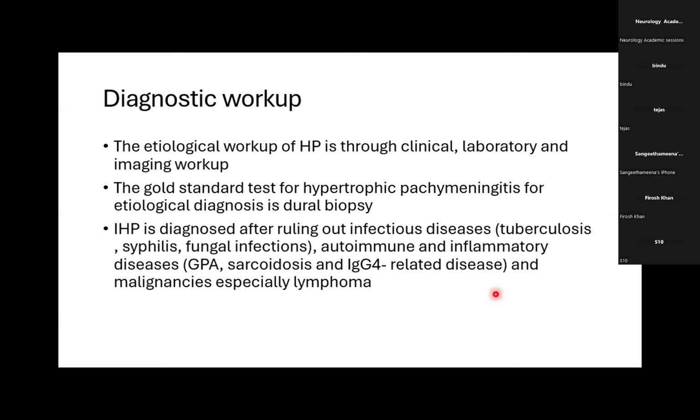The diagnostic workup, mainly the etiological workup of hypertrophic pachymeningitis, is by clinical, laboratory and imaging workup. The gold standard for hypertrophic pachymeningitis is dural biopsy. Idiopathic hypertrophic pachymeningitis is diagnosed after ruling out infectious, inflammatory and autoimmune diseases and malignancies, especially lymphoma, granulomatosis with polyangiitis, Wegener's granulomatosis.